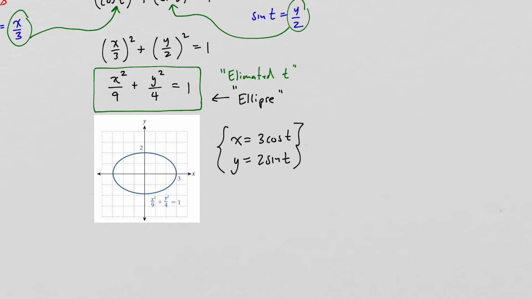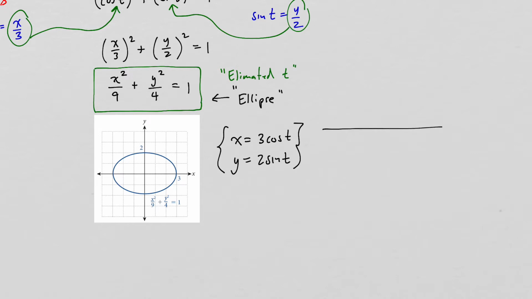Now, I do want to talk about one major difference between the rectangular equation that you see here and the parametric equations that you see here. The rectangular equation simply gives you the set of points, and that's it. But the parametric equations give you a little bit more.